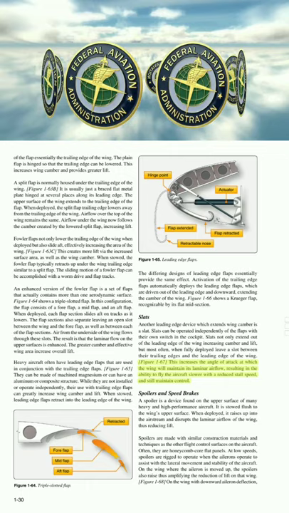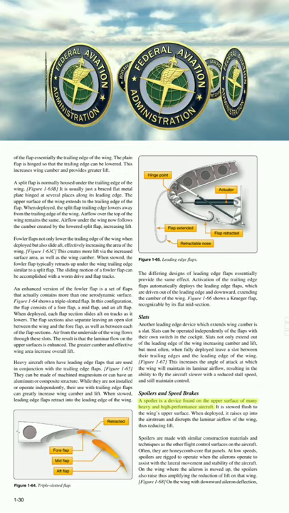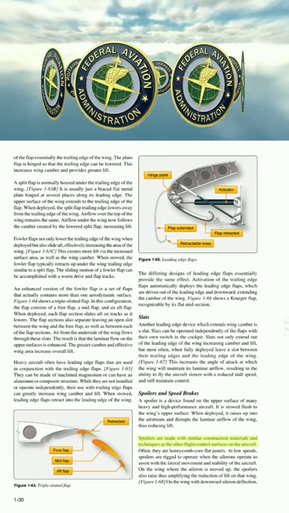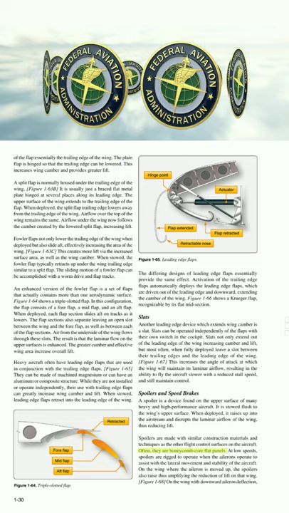Spoilers and speed brakes. A spoiler is a device found on the upper surface of many heavy and high-performance aircraft. It is stowed flush to the wing's upper surface. When deployed, it raises up into the airstream and disrupts the laminar airflow of the wing, thus reducing lift. Spoilers are made with similar construction materials and techniques as the other flight control surfaces on the aircraft. Often, they are honeycomb core flat panels.